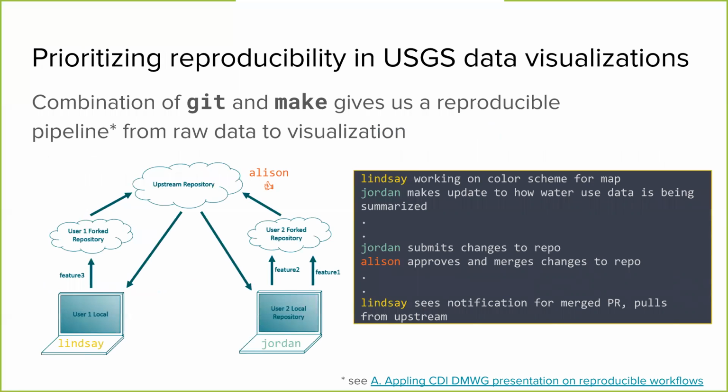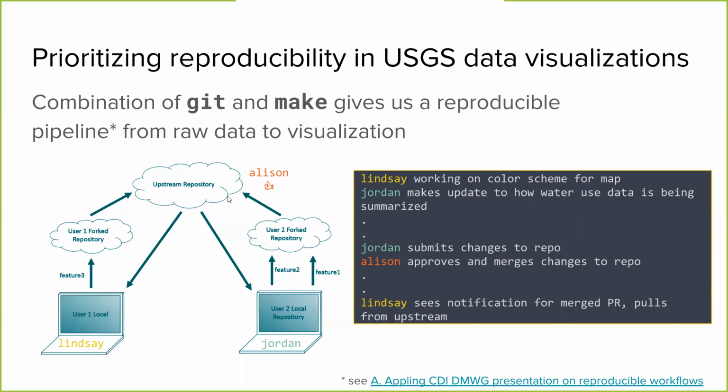And so the conceptual diagram on the left shows that we have one copy of the data on Lindsay's computer. We have one copy of code and data on Jordan's computer. And then we have the shared upstream repository that's the canonical place where our final code is going to live and where our best available code is living right now.